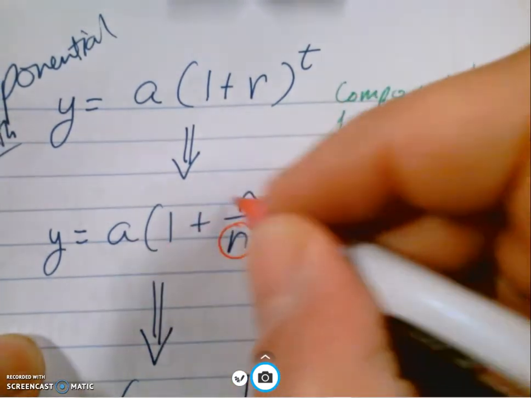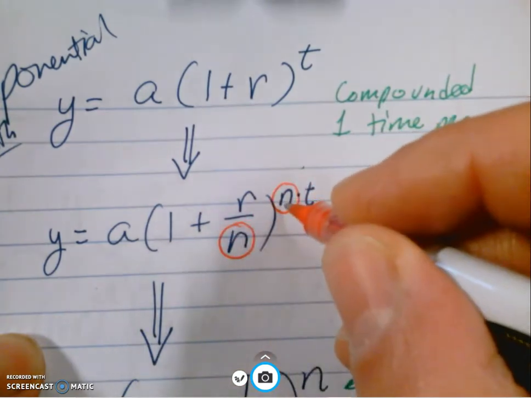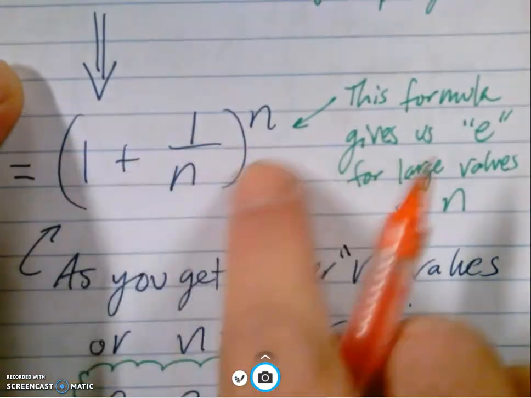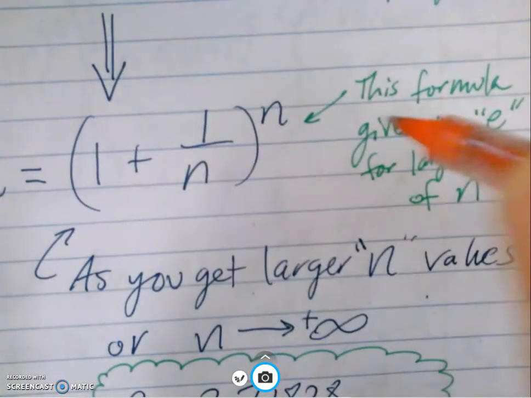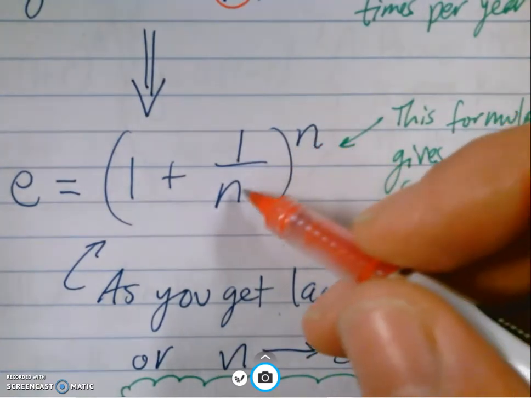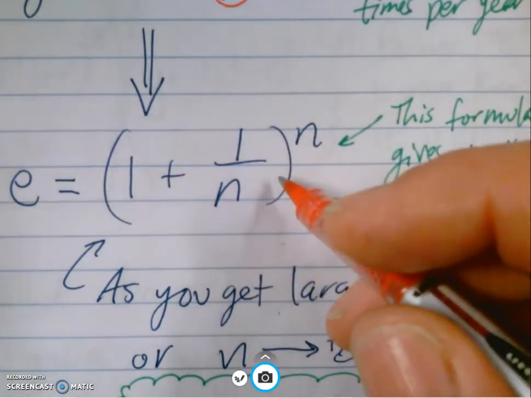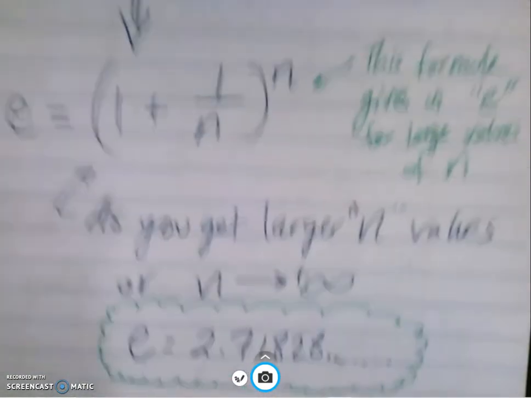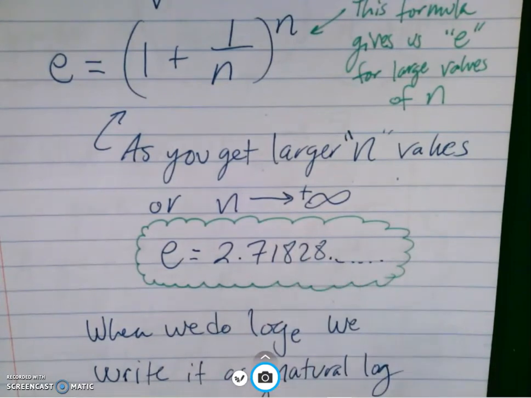So what someone did says, hey, let's focus on this. 1 plus something over n to the n power. And if you focus just on this part of that equation, sort of factor out the r and the t, what happens is, as you plug in 10 here, you get 2 point something. Plug in 100, you get 2 point something something. Plug in 1,000, what you eventually get is, it doesn't grow and grow and grow. Eventually it levels off, and you get this number, 2.71828.